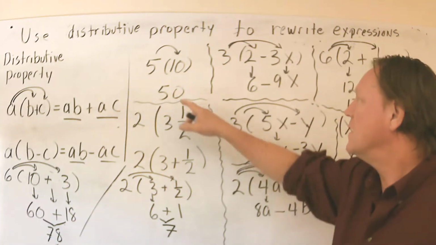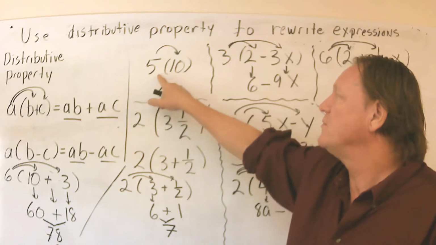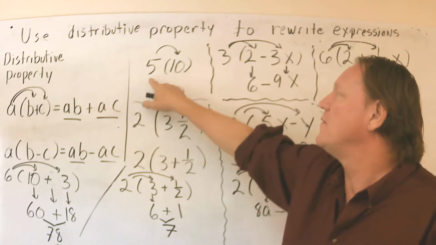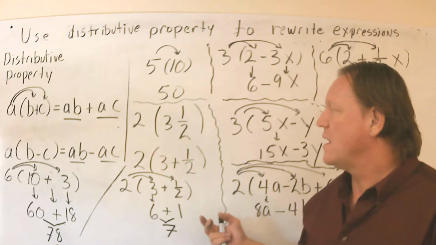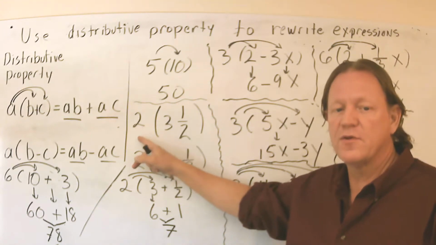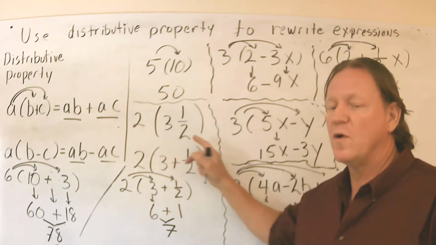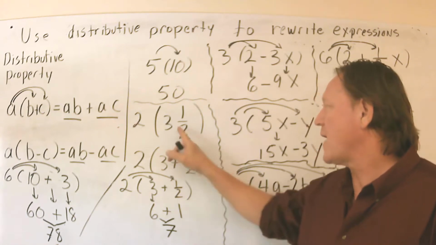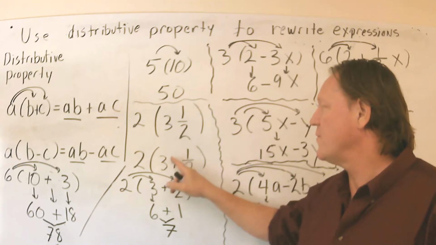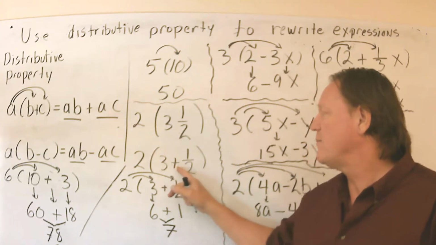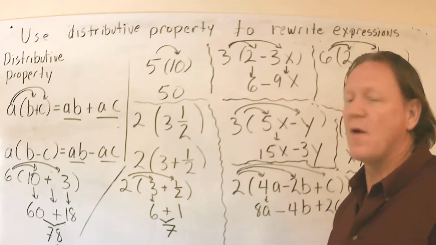We're going to go ahead and distribute or multiply the 5 just to one number. So 5 times 10 gives you 50. Let's look at this example below. We're going to distribute the 2 to the 3 and 1/2. And remember, there's an "and" in there, which means plus. So I could separate these two, 3 and 1/2, and put a plus in between them, 3 plus 1/2, and rewrite it like that.